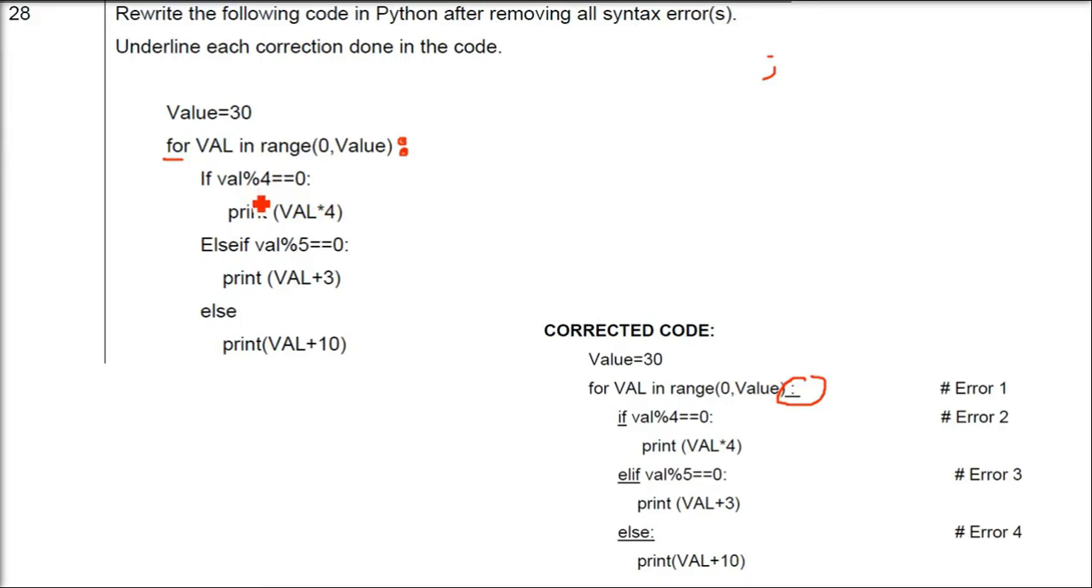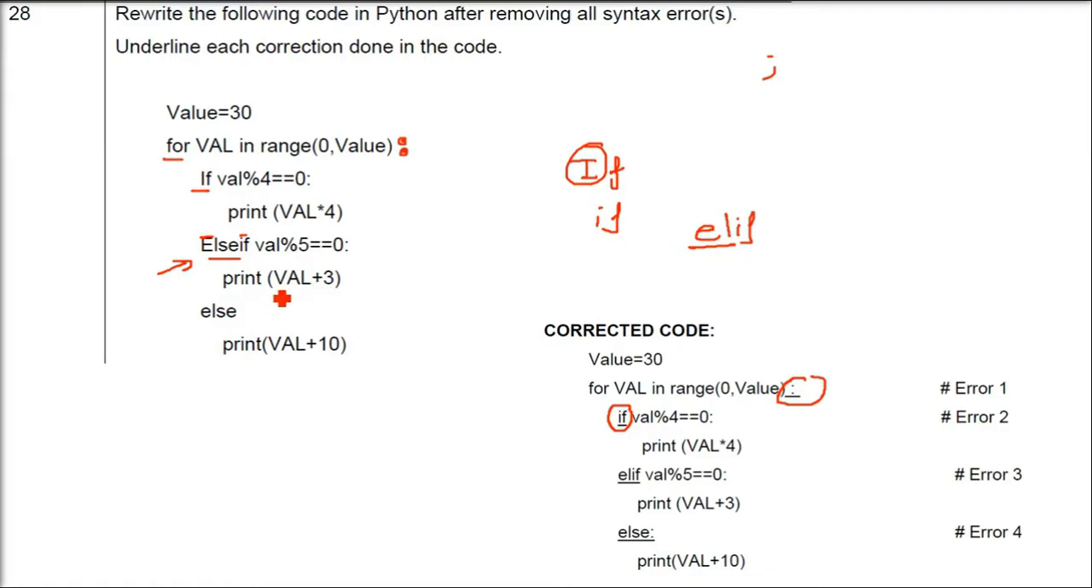Second is if val modulo 4 is equal to 0. Now this is okay, but you see in this if, the I is capital. Python is a case sensitive language. I should be small. So this is the second problem. You can correct it. Print val into 4. This has no problem. Else if. Okay, again it seems right, but we don't have else if. We have a short form, elif. We don't have anything else after it. Take el from here, if from here. So elif is the correct one.